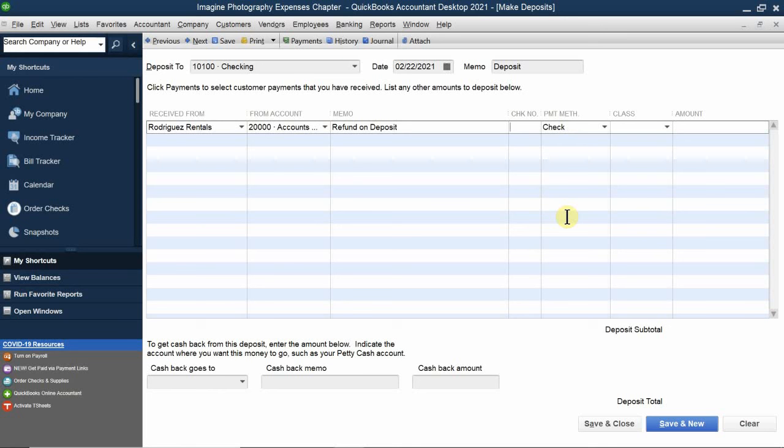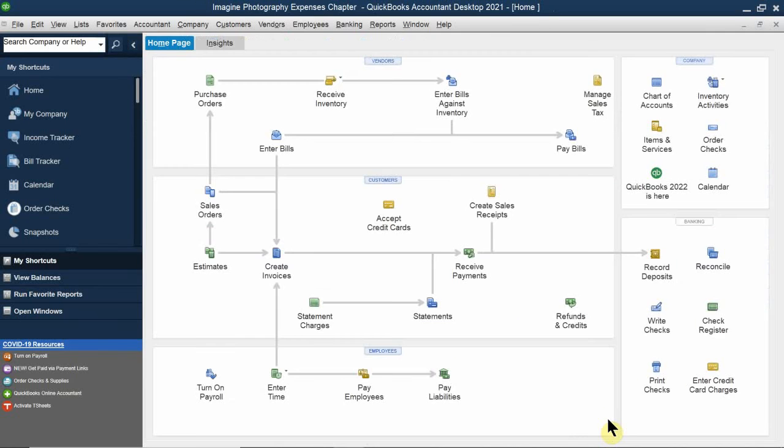So my refund was issued a check for $15, check number 423. All right, and class Walnut Creek, once again, because this is rental equipment for Walnut Creek, and they issued me back $15. Okay, and I'm going to go ahead and save this deposit.